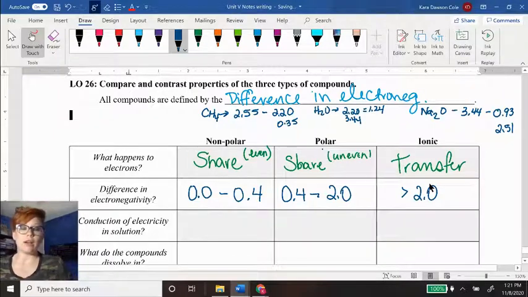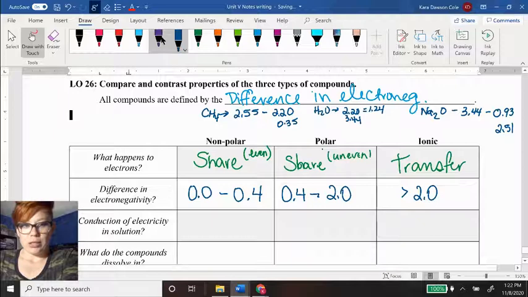Now, again, this is a sliding scale, so it really depends on what you have bound together. Like if I've got sulfur and sodium, that might be more of a polar compound instead of an ionic compound. It really depends on what you have that are bound together and are forming the compound.